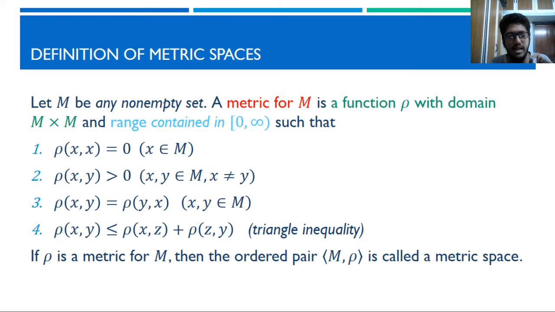And then the ordered pair M, rho is called a metric space. Note that I have taken this definition from Richard Goldberg's Methods of Real Analysis, and the definition which you learned in whichever book it is may be slightly different. But essentially, they will all carry the same meaning.